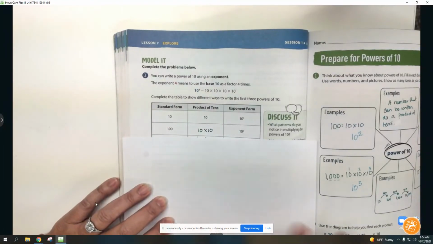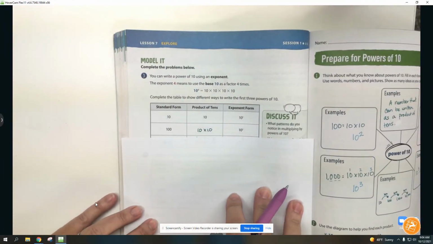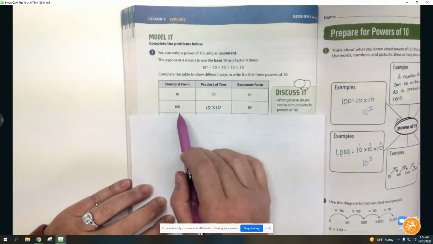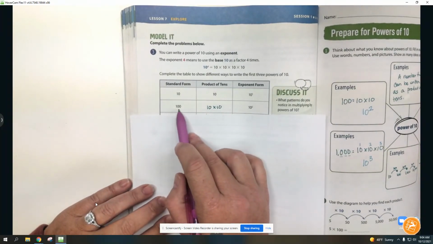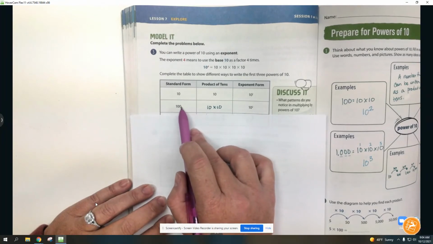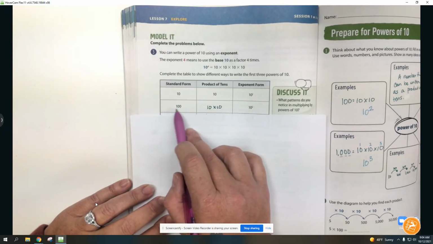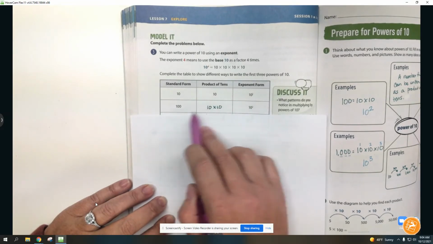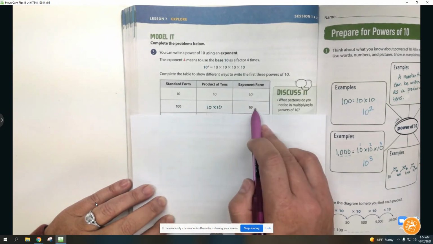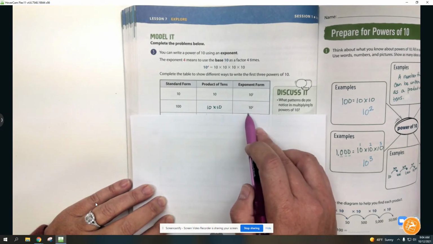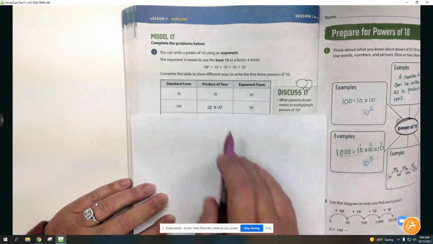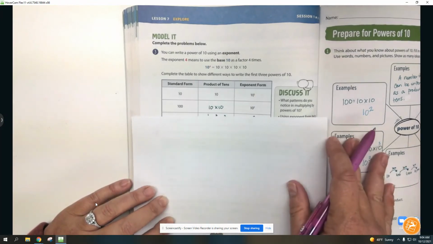Hi, so I just realized that this video cut out, so I'm going to go ahead and finish this lesson for you. So we just covered that 100 written in standard form is 100. We can show it as a product of 10 because we know that 10 times 10 is 100. And then we can also show it in exponent form because 10 to the second power is the exponent form for 100 or 10 times 10.